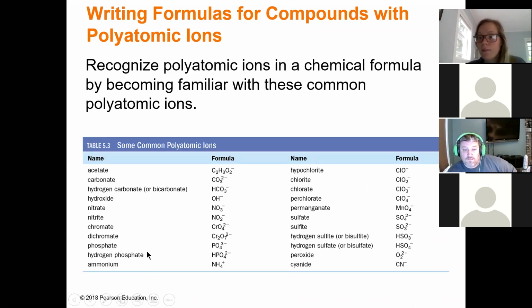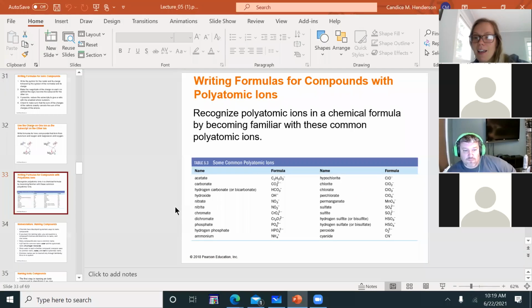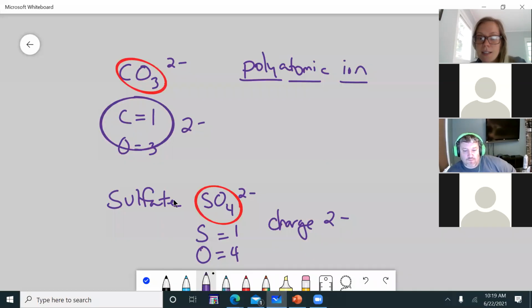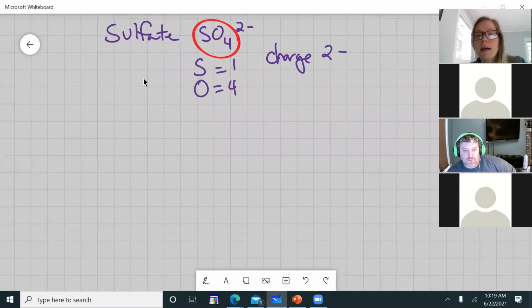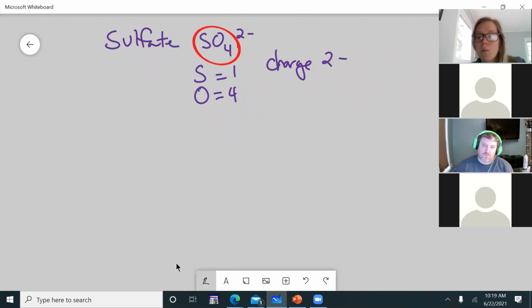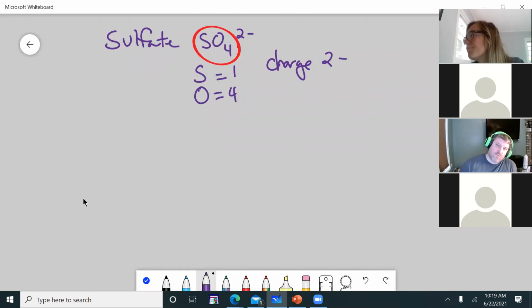So just like you have a metal with a positive charge and a non-metal with a negative charge, and you flip-flop charges to get it charge neutral, you do the exact same thing if there's a polyatomic ion. It seems a little more intimidating because it's more atoms, but it's the same process. So let's take sulfate here. We're going to combine it with, let's just do sodium.